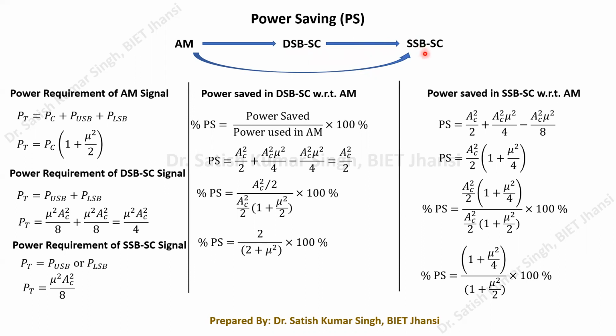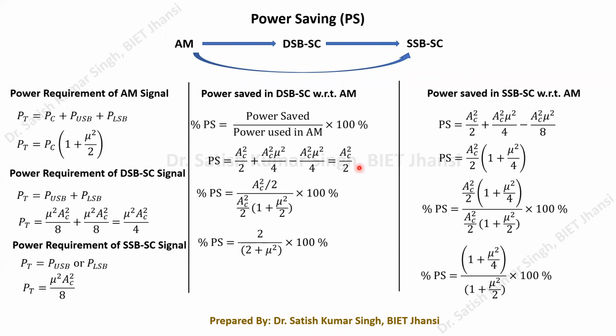Now in this slide, I'm going to tell you the power saving: how much percentage of power we can save when we move from AM to DSB-SC, and when we move from AM to SSB-SC. You remember that when we move from DSB-SC to SSB-SC, we are able to save 50% of the power. There is no need to calculate it; it is easily understandable. But when we move from AM to DSB-SC, and from AM to SSB directly, we have to look at how much power we can save.